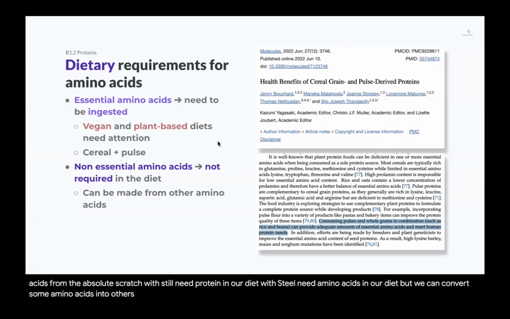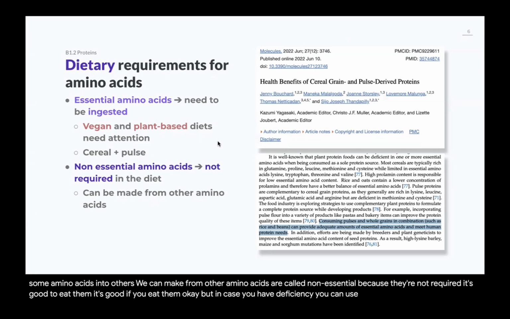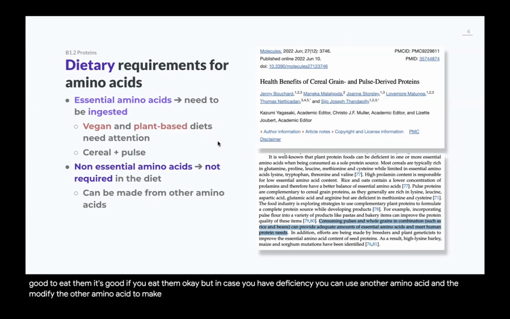The amino acids we can make from other amino acids are called non-essential because they're not required. It's good if you eat them, okay? But in case you have a deficiency, you can use another amino acid and modify it to make a non-essential amino acid that is lacking in your diet. But the essential amino acids cannot be made by you. You need to eat them.